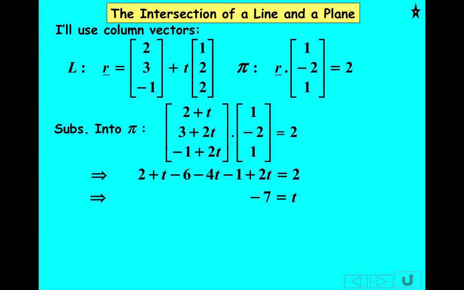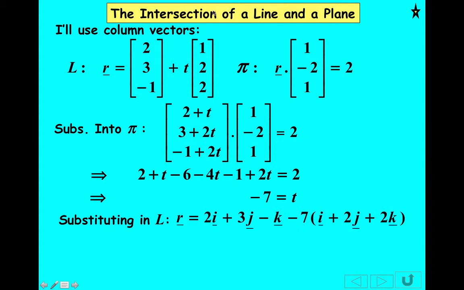That's the exact value where the line crosses the plane. So we then substitute t equals -7 in here to get the coordinates of the point where the line intersects the plane. So for our x coordinate, 2 plus -7 times 1 would be -5, and so on. 3 plus -7 times 2 is -11. So there we've got the coordinates of the point, which is the intersection between the line and the plane. Easy.